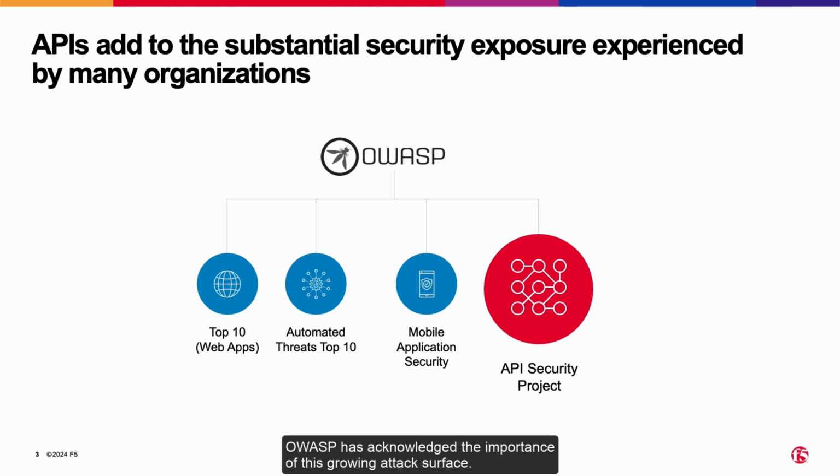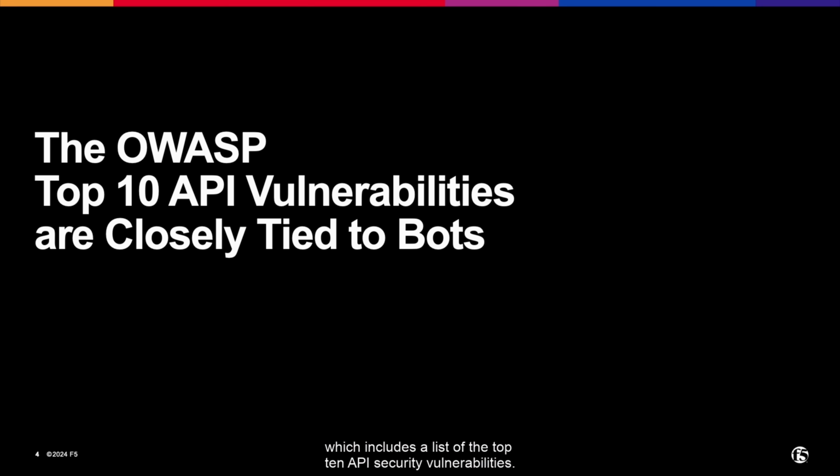OWASP has acknowledged the importance of this growing attack surface by releasing its API security project, which includes a list of the top 10 API security vulnerabilities. As we review these vulnerabilities, it's going to become clear how closely associated they are with bots.